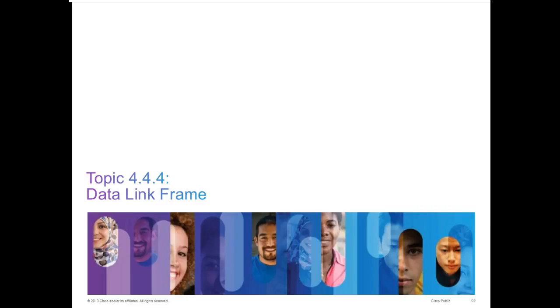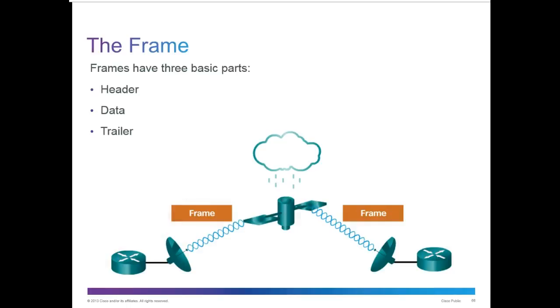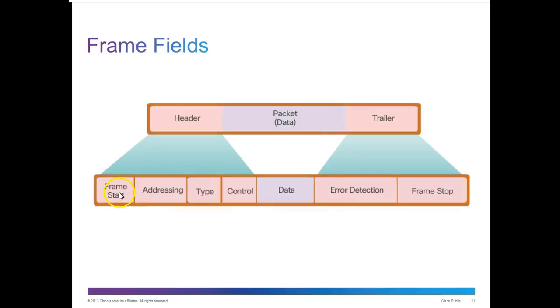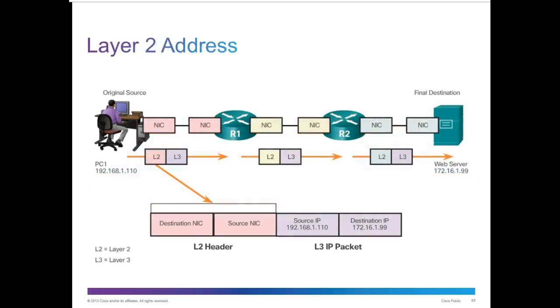Now the data link frame has a header, data, and trailer. Here it is, the start frame, and then there's the addressing, the MAC address, and then there's control data for the type, and then the packet data fits in here. Then there's error detection, and then a frame stop, or a CRC, which is a cyclic redundancy check, and it makes sure that all of the frame is in there, that the number of bits sent was the amount received.